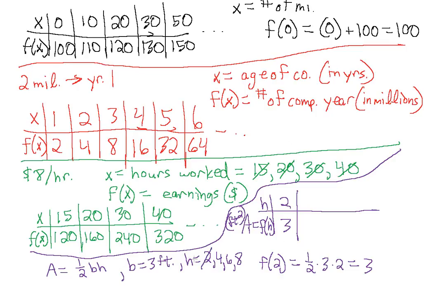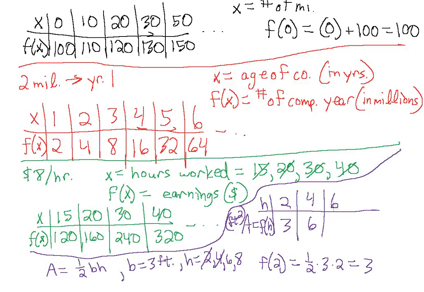Let's see what will be the area of the triangle if the height was 4 feet. We'd plug it into our formula here. We have 1/2 times 3 times 4. 3 times 4 is 12. 12 times 1/2 is 6. So if the triangle is 4 feet high, the area of the triangle would be 6 square feet.